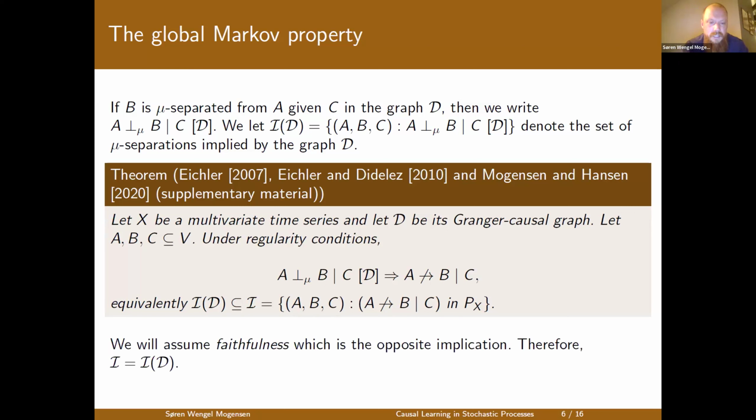And in this talk, we will also assume that faithfulness holds, which is the opposite implication. So we're essentially assuming for the remainder of this talk that I equals I of D. So this is the very nice case where the Granger non-causalities that I observe in my data are encoded exactly by this mu separation. So now the task is, from observation of this I set, how can I construct all the possible Ds?